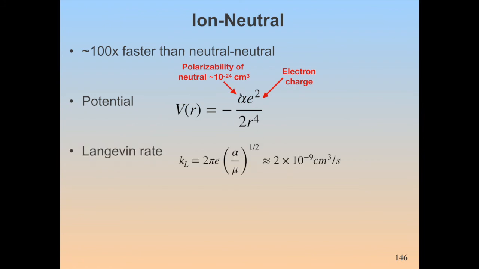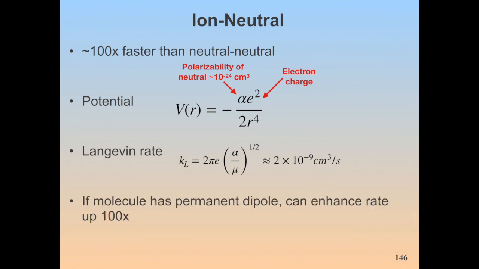And when you actually do this, and the derivation is not exactly a trivial thing to do, we basically get what's known as the Langevin rate. So this right here is 2 pi electron charge times the square root of your polarizability divided by the reduced mass. And these typically are going to be around 2 times 10 to the minus 9 cubic centimeters per second. So this is actually a very typical rate for ion-neutral reactions in the interstellar medium for small atoms and molecules and ions.